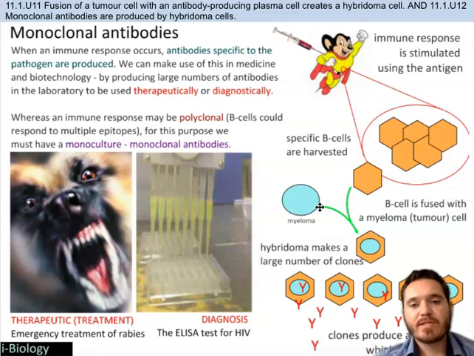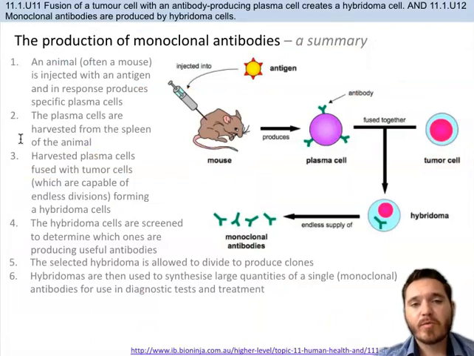And so that's what scientists are taking advantage of, that characteristic of the tumor cell, and the fact that the B plasma cell is producing antibodies, and fusing them together so that they can make multiple copies and clones of themselves very easily in the lab. And then we have unlimited amounts of antibodies that are produced. So here's a summary of all of the steps in order to do this process.